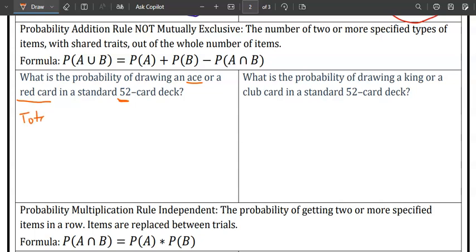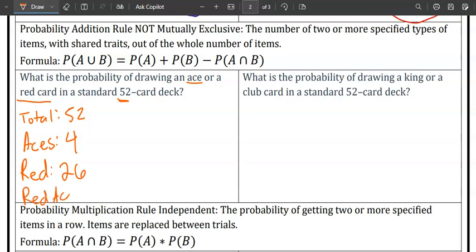The total is 52 cards. There are 4 aces in a deck. And then for red cards, half of them are red, so it's 26. Now, red aces is half of the aces, 2 of them. To find the probability, we'll add the aces and the reds together and then subtract the red aces.